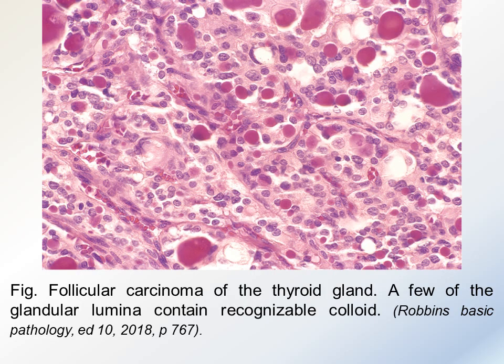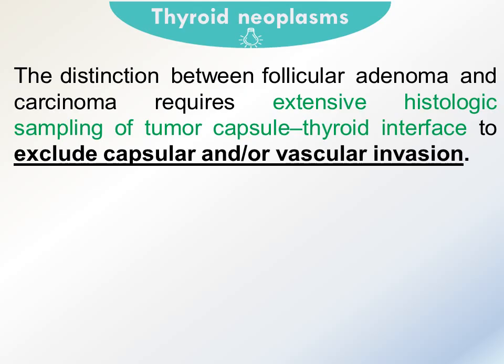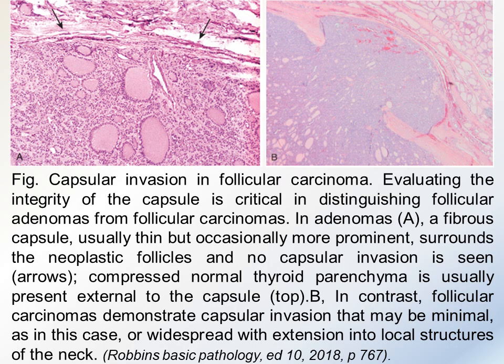This figure is for follicular carcinoma of the thyroid gland. As you can see, a few of the glandular lumina contain recognizable colloid. It is important to know that the distinction between follicular adenoma and carcinoma requires extensive histologic sampling of the tumor capsule-thyroid interface to exclude capsular and/or vascular invasion. This figure demonstrates the capsular invasion, which is critical in distinguishing follicular adenomas from follicular carcinomas.